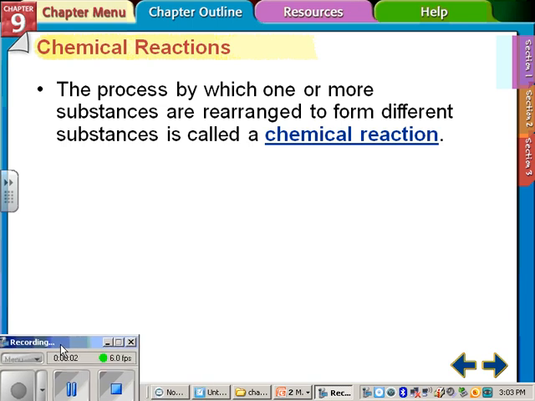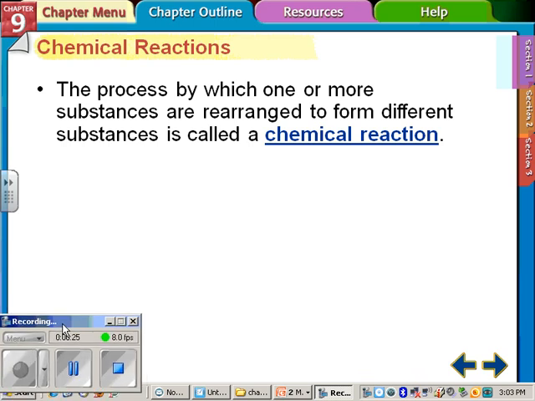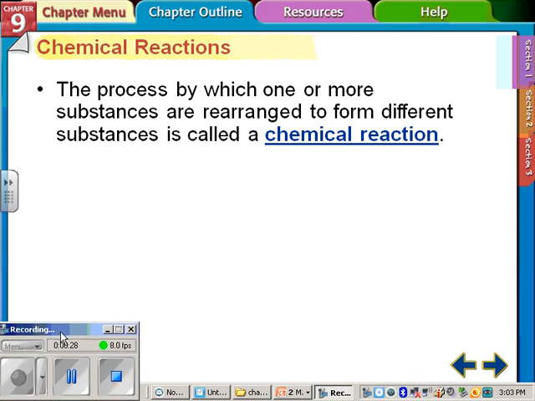Okay, Chapter 9 discusses chemical reactions. So, a chemical reaction is a process by which one or more substances are rearranged to form different substances. We looked at chemical reactions back in Chapter 3, and you saw the indicators that a chemical reaction takes place when we looked at the chemistry in a bag lab. So, we're going to revisit that stuff and we're going to look on a molecular level at what is happening to atoms during a chemical reaction.